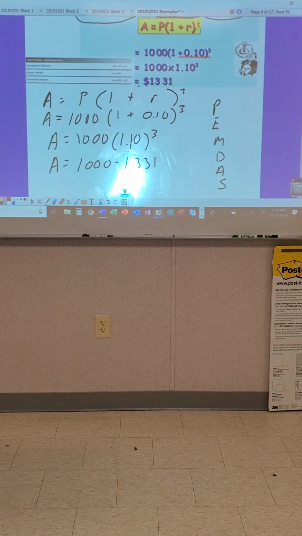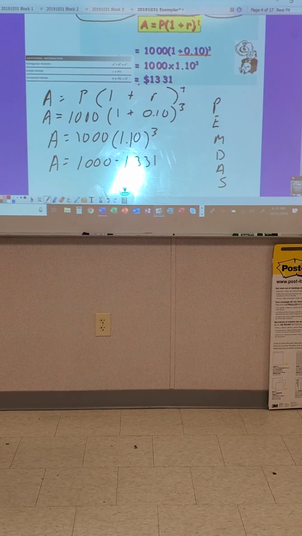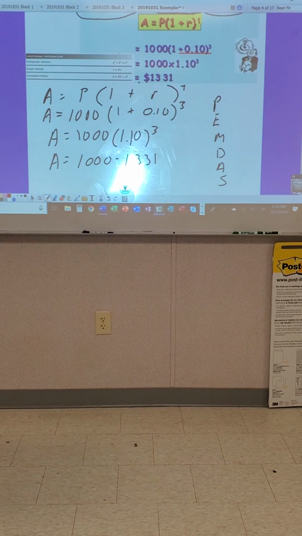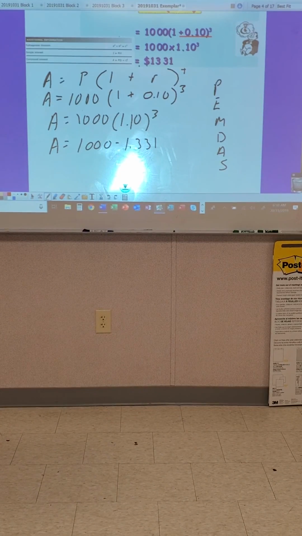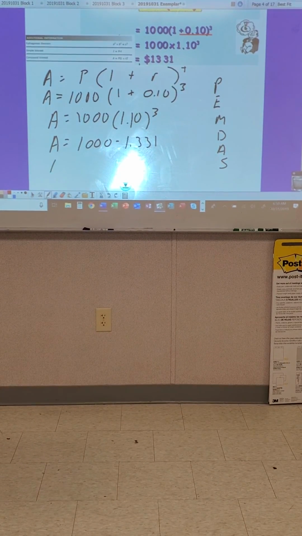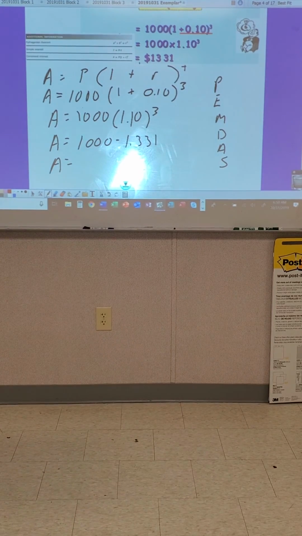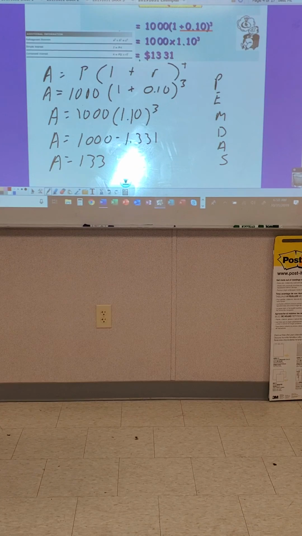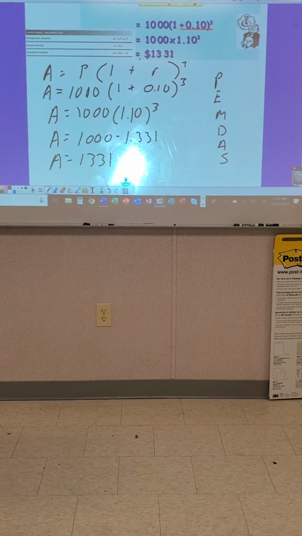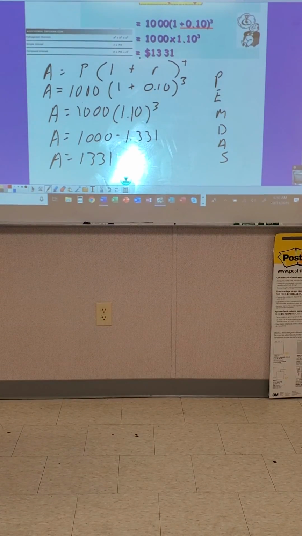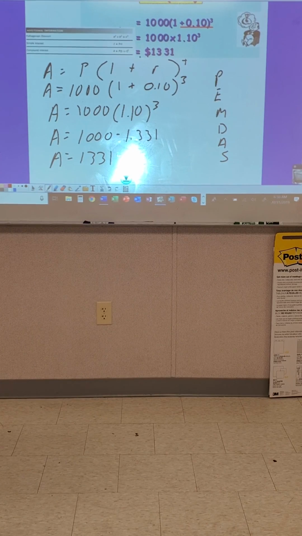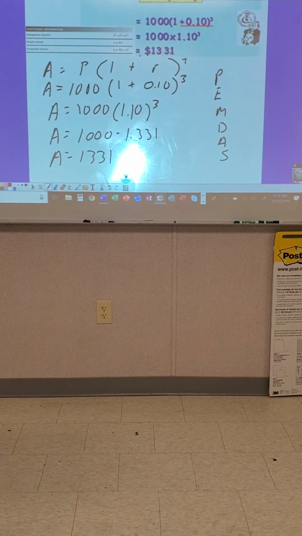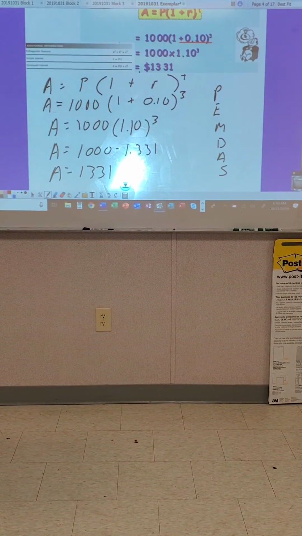So now we just need to multiply 1,000 times 1.331. So what we end up with is our amount equals $1,331. So that's not a bad return on $1,000 over the course of 3 years.